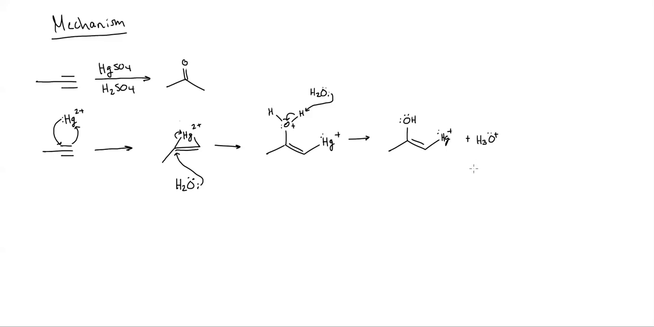Okay, so now what's going to happen is something called a keto-enol tautomerization. Okay, so from here to here, I'm going to have a keto enol. Okay, so keto and then enol tautomerization. So keto enol tautomerization.